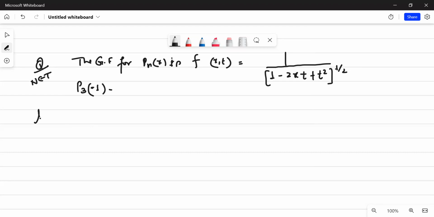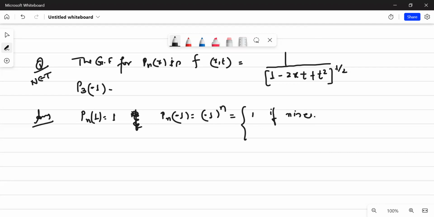So you can do it in a very easy sense. I have already taught you that Pn(1) would be equal to 1, and we have already studied that Pn(-1) is nothing but (-1) raised to power n. So it is equal to 1 if n is even, and it is equal to -1 if n is odd. Otherwise, also you can see if I just replace x with -1, so let us write at x equals to -1.